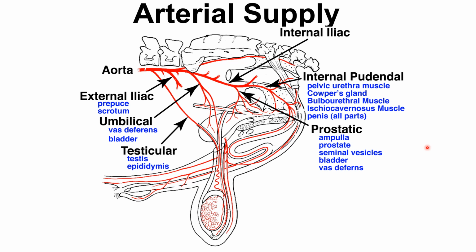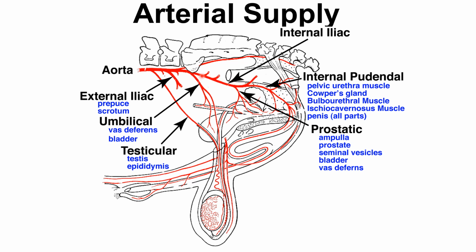We also have the external pudendal artery, the one that is located between the testicular and the umbilical. We have here the external iliac, and it will supply the prepuce and the scrotum. Another portion going through this part is the internal iliac.